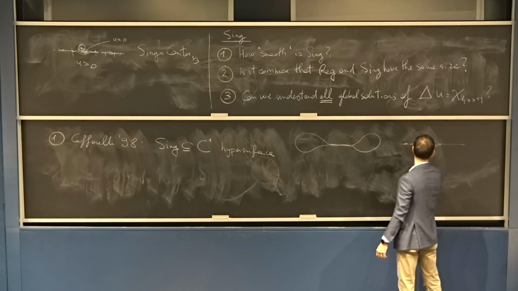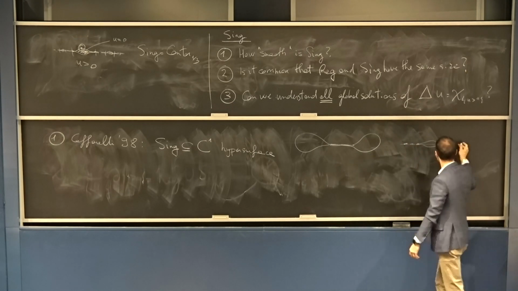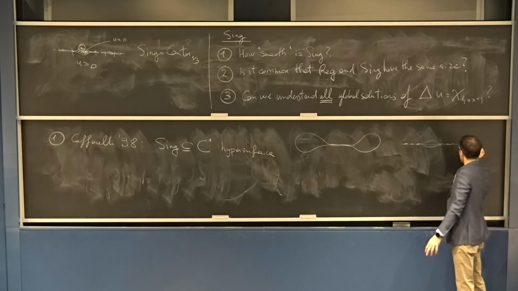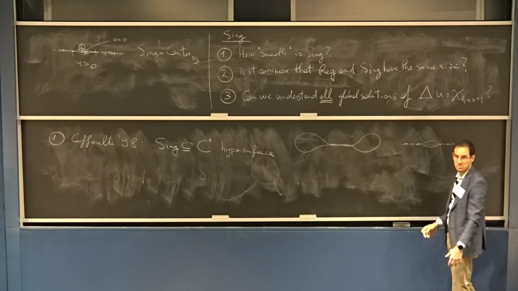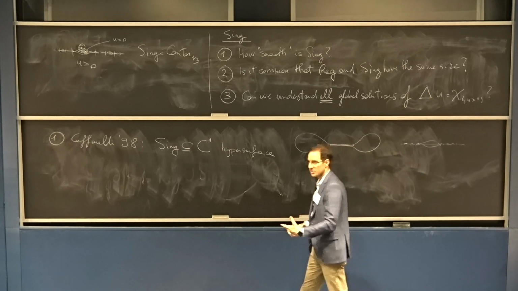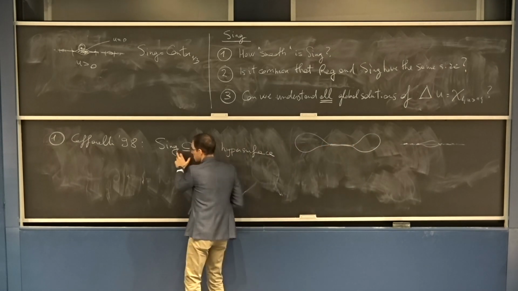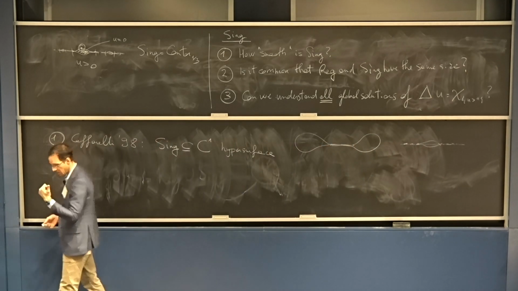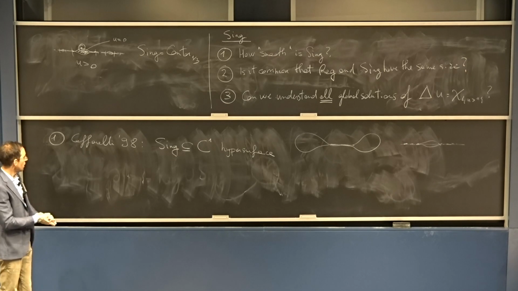OK, so I had this Cantor set here. But again, this Cantor set is contained again in a line in my example. So a line is C1. So you cannot prove that the singular set is smooth, but at least you can prove that it's contained in something nice. That was the first result by Caffarelli.